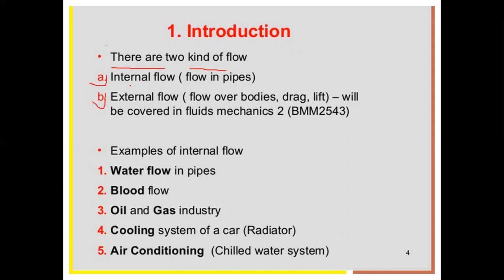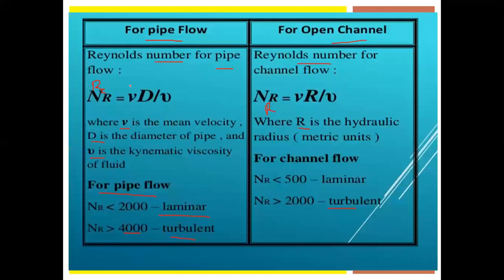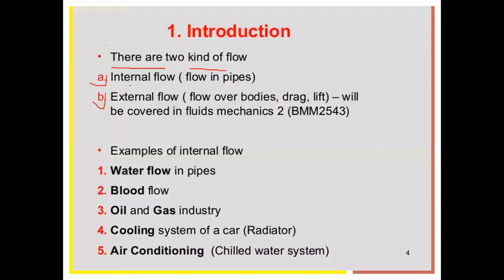So internal flow, where does it occur? Generally, as per the previous slide, internal flow is the flow in the pipes. External flow is flow over bodies or open ducts, where drag, lift, etc. will be covered in other topics. Generally we will discuss the internal flow type of study.